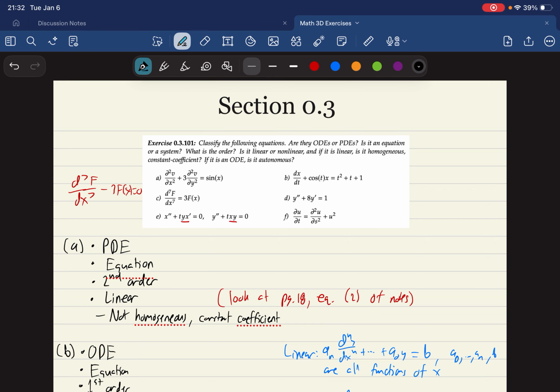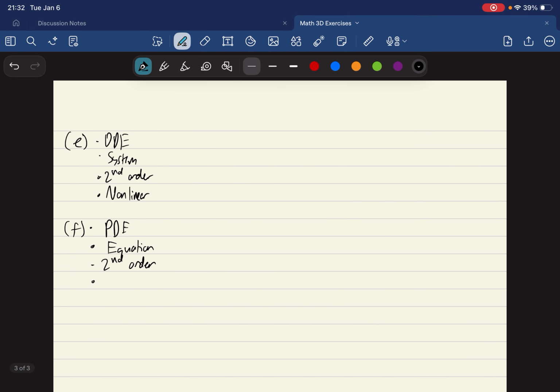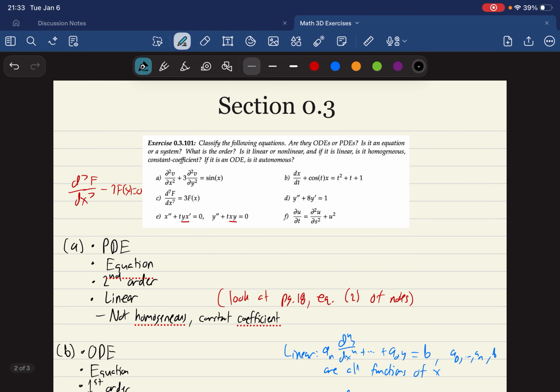Is it linear or nonlinear? Well, here we just need to look at this u squared. This is a nonlinear function. When you square something, that's not linear. And so this fact alone, that we're squaring u, makes this whole equation nonlinear. And now that we know it's nonlinear, we don't have to answer anything else.